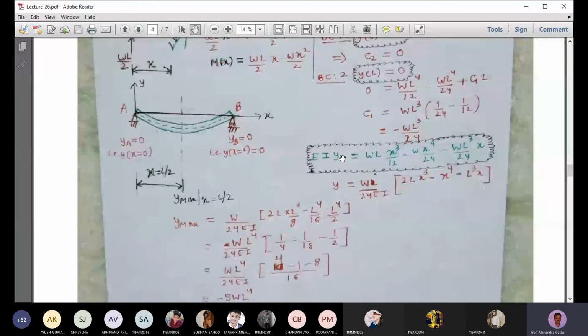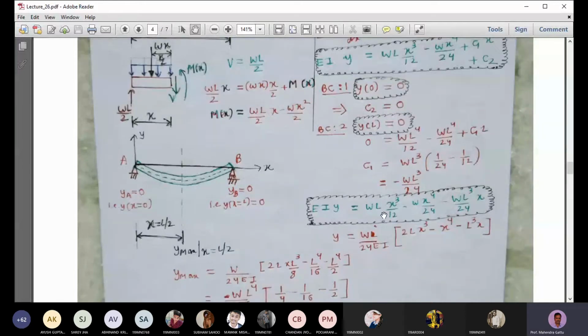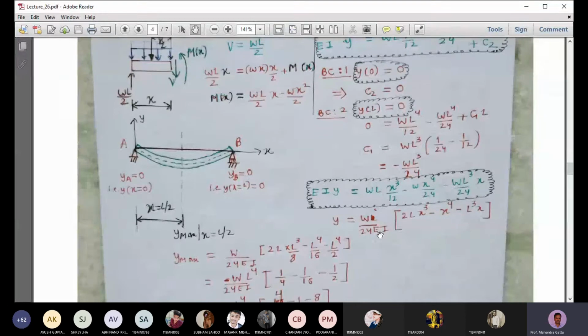So we'll substitute c1 as minus wL cube by 24, and we'll get wL cube by 24 into x. So we can write y in terms of the flexural rigidity and this term. We have w by 24 EI common, and what we'll have here is minus x power 4 minus L cube x plus 2L x cube. Okay, so that is the deflected shape.